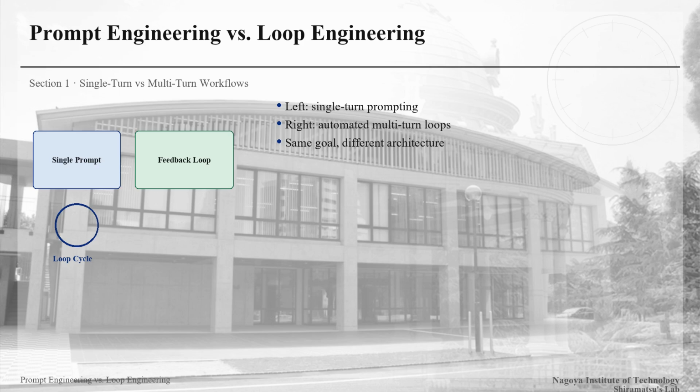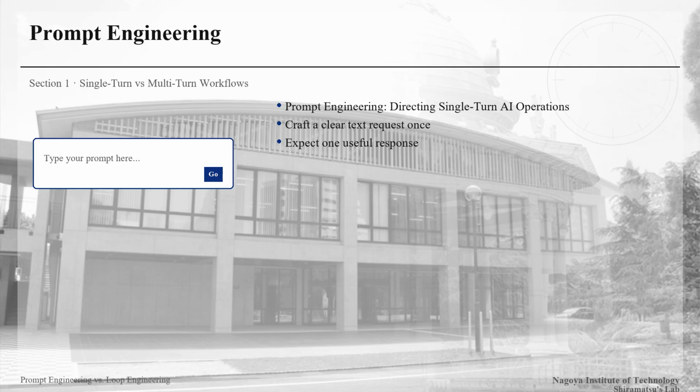Welcome. This course compares prompt engineering and loop engineering. On one side, a single prompt. On the other, an automated feedback loop. Prompt engineering means crafting a clear text prompt for a single-turn AI operation.